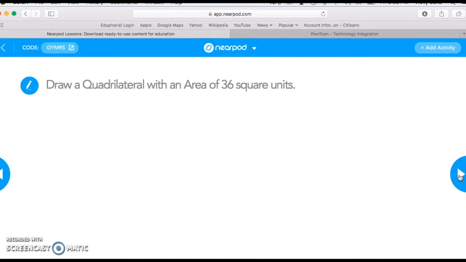Draw a quadrilateral with an area of 36 units. This is on Nearpod, every student can draw and send their work, and the teacher will see it on a panel, and then we can share it.